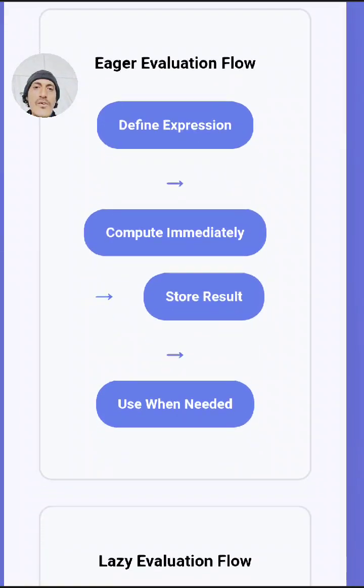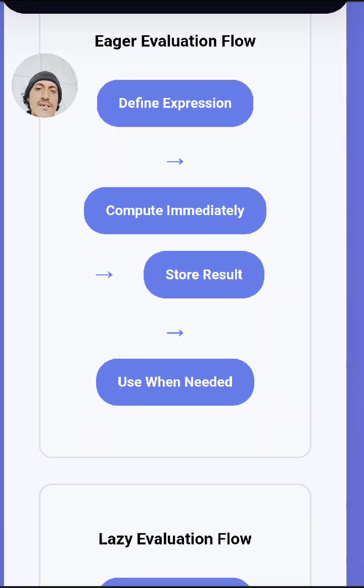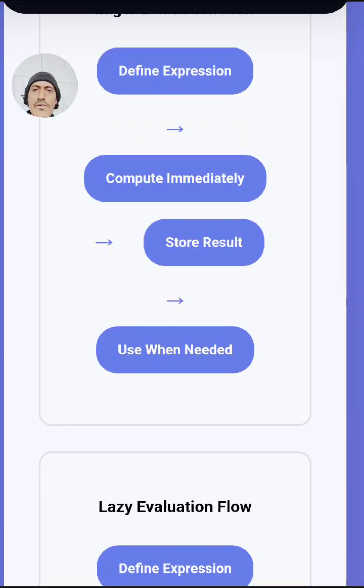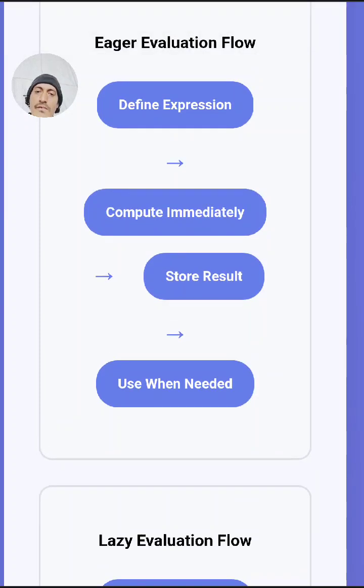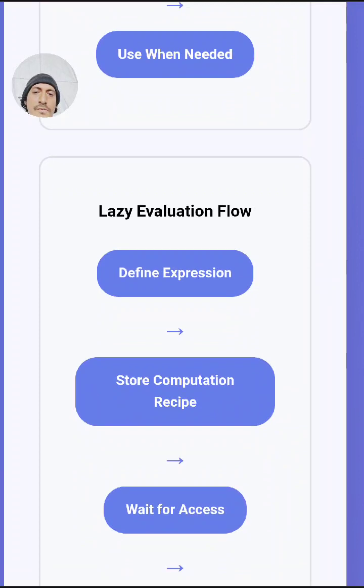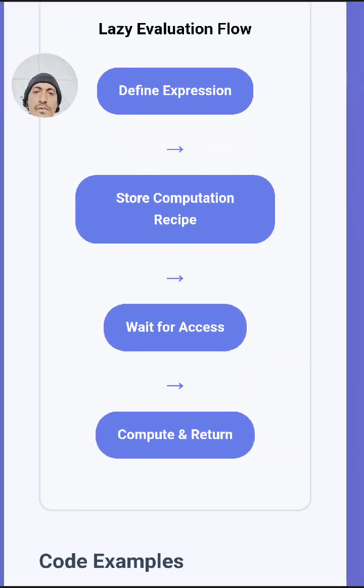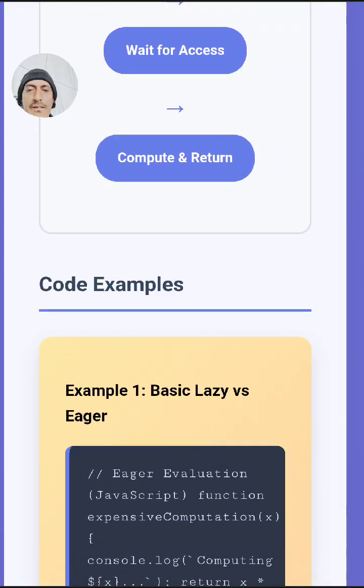Here is a visual flow. Eager: define the expression, compute immediately, store the result, use when needed. But the result is already stored even before it is needed or used. For lazy: define the expression, store the computation recipe, wait for access, compute and return. When somebody accesses it, when somebody actually wants to know the result, then you compute and return.